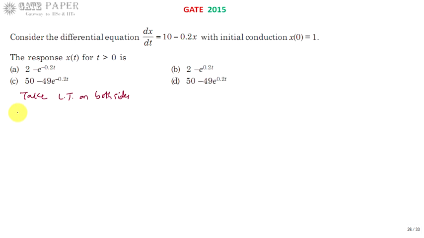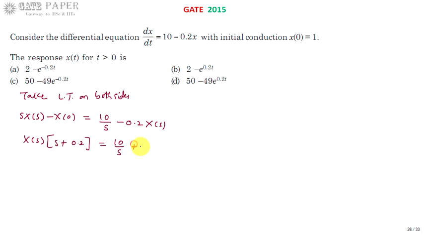The Laplace transform of dx/dt is s times X(s) minus the initial condition x(0). Since 10 is a constant, its Laplace transform is 10/s. Minus 0.2 times the Laplace transform of x, which is X(s). Take the X(s) terms on one side and all other terms on the other side. So X(s) times (s + 0.2) is equal to 10/s + x(0), and x(0) is given, so we can write it as 10/s + 1.